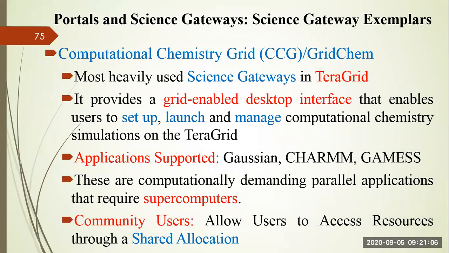Coming back to the first one. The first one is called the Computational Chemistry Grid, also called GridChem. This CCG is one of the most heavily used scientific gateways. Out of the three examples, this one is more popularly used. It uses the TeraGrid. If you look inside CCG, TeraGrid is supporting the gateway.